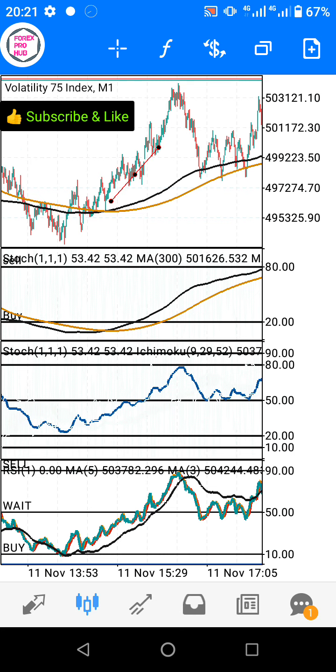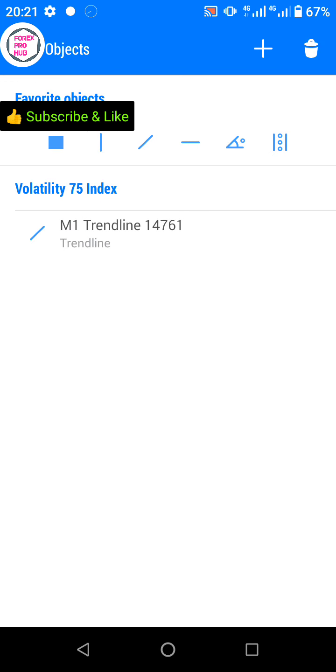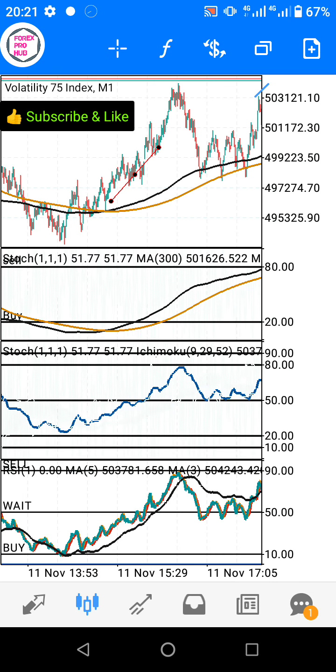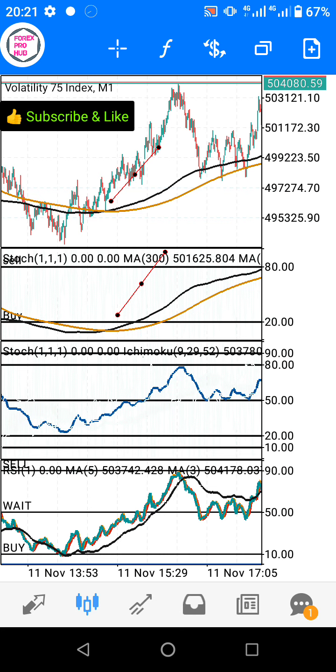Have you seen it? Now, if you have a crossover there, also come to the first indicator window and confirm if there's another crossover. If you confirm this, there is another crossover here. So that is to tell you that the market is going to change direction.